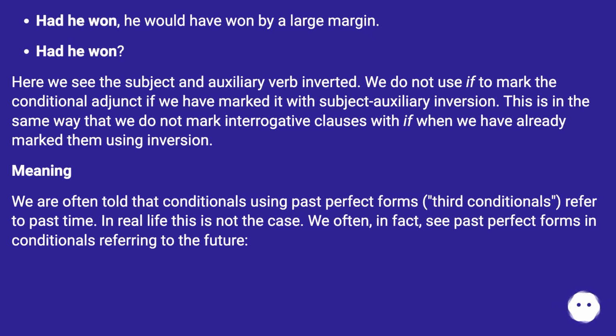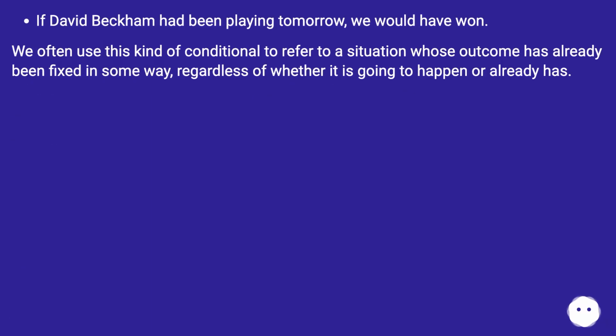Meaning. We are often told that conditionals using past perfect forms, third conditionals, refer to past time. In real life this is not the case. We often, in fact, see past perfect forms in conditionals referring to the future. "If David Beckham had been playing tomorrow, we would have won." We often use this kind of conditional to refer to a situation whose outcome has already been fixed in some way, regardless of whether it is going to happen or already has.